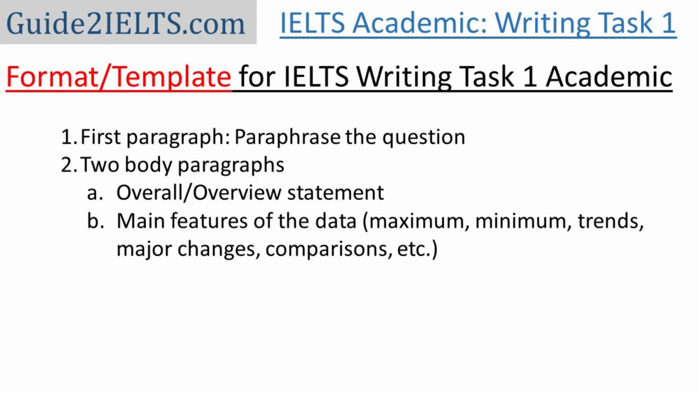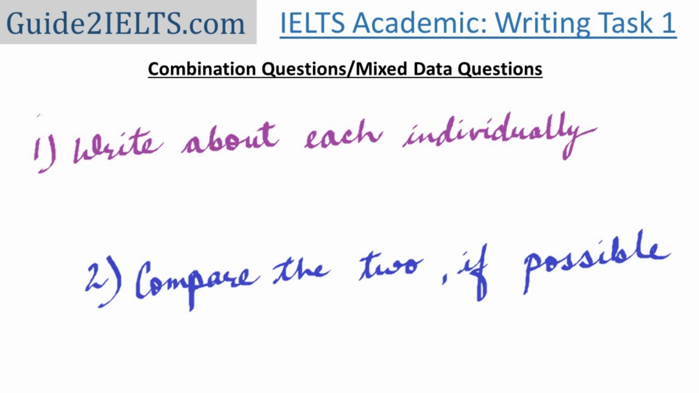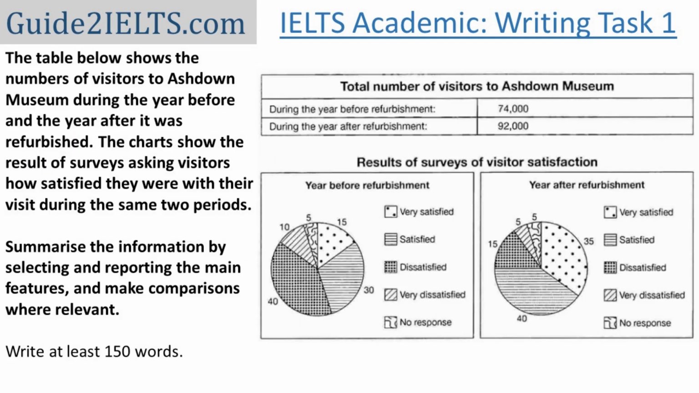Usually our format for Writing Task 1 academic is first an introductory paragraph which contains paraphrasing of the question, and then 2 body paragraphs which start with the overview or overall statement followed by the details such as the maximum, minimum, important features, comparisons and trends. These details would vary from one question to another. But when we are writing a combination question, we need to tweak this format because we need to write about both sets of data as well as the comparison between the 2. Let's start with this question now.